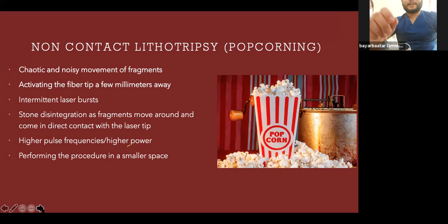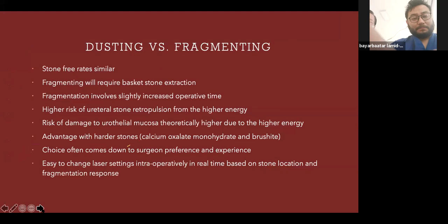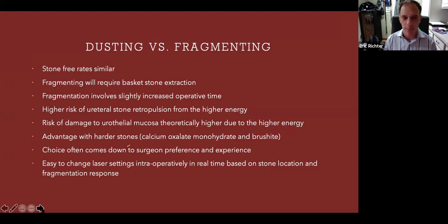Okay, next. So you may read in different papers the controversy, dusting versus fragmenting. And at the AUA, they'll have these debates of what's best to do. Bottom line up front, you can do both within the same case. So it's not like you really have to make a choice. I'll frequently do a combination of dusting and fragmenting, where I'll fragment, take a few pieces, and then kind of dust the remaining.